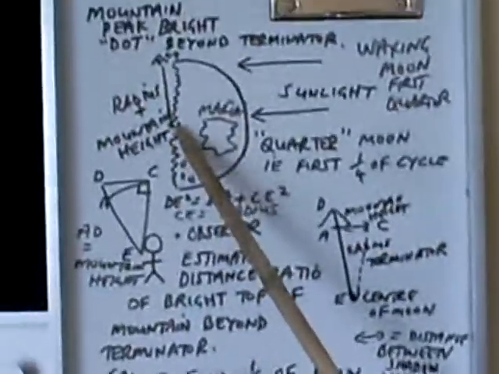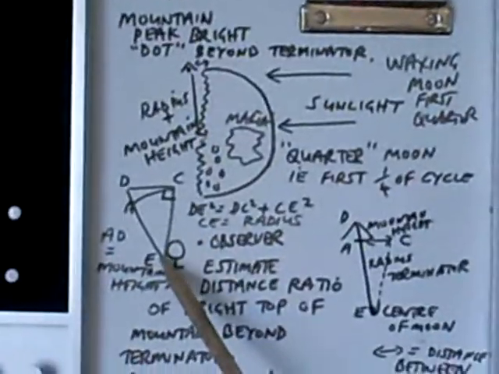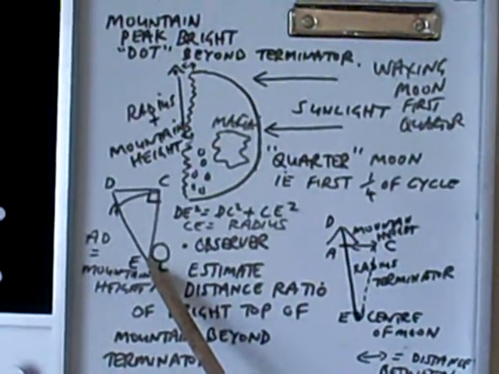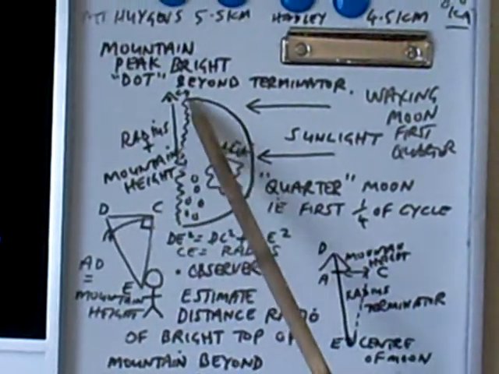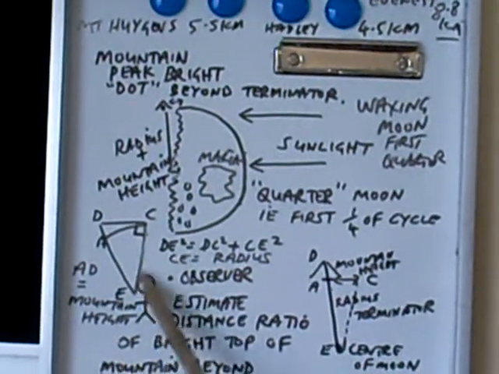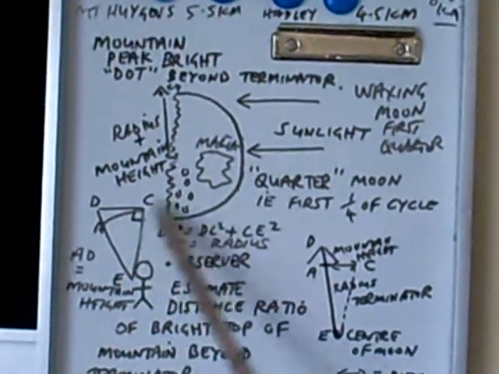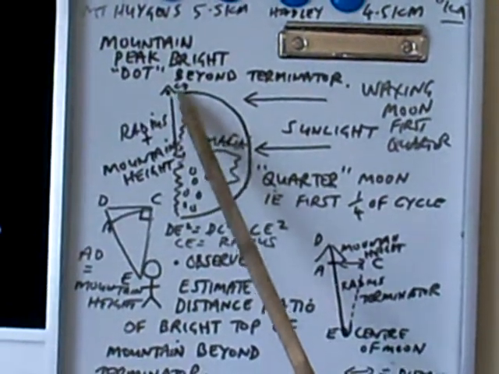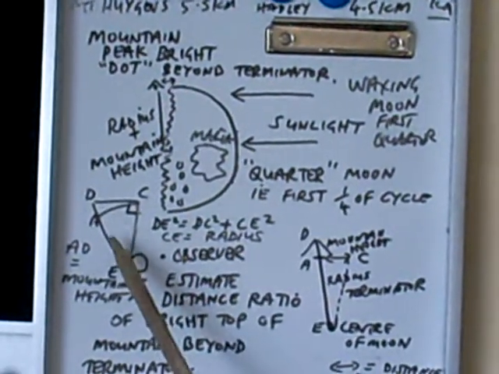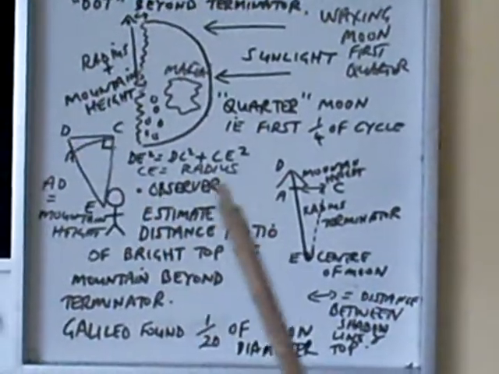What he did was, if you imagine E is the centre of the moon there, so it's the middle of the actual sphere, and you're going right out to the surface of the moon, then the radius would be EC. And he realised that if you had a mountain sticking up beyond this terminator line, then the portion AD represents the height of that mountain.